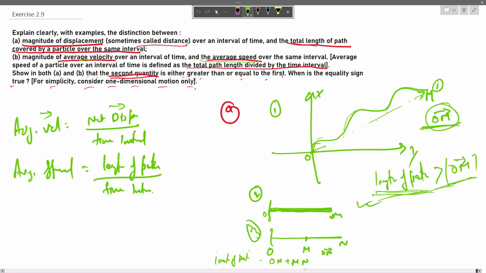Also, the question said, when is the equality sign true? The equality sign is only going to be true when there is rectilinear motion, where the path is a straight line. Then only the magnitude of displacement and the total length of path are going to be equal. Also average speed is going to be equal to average velocity.